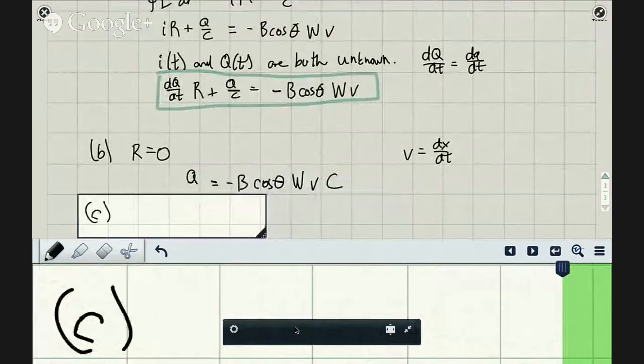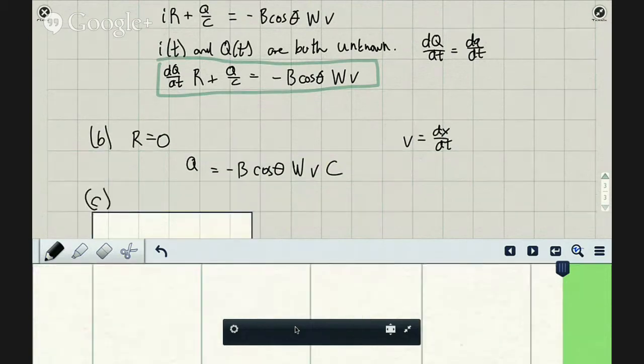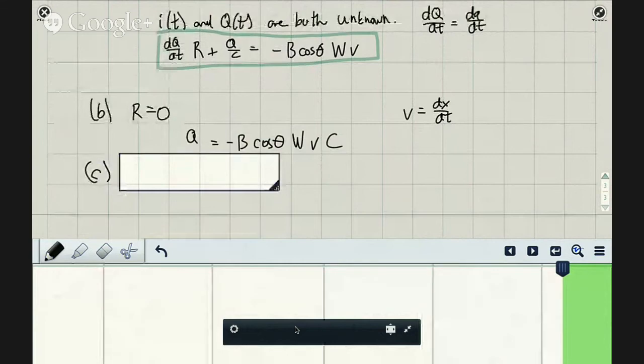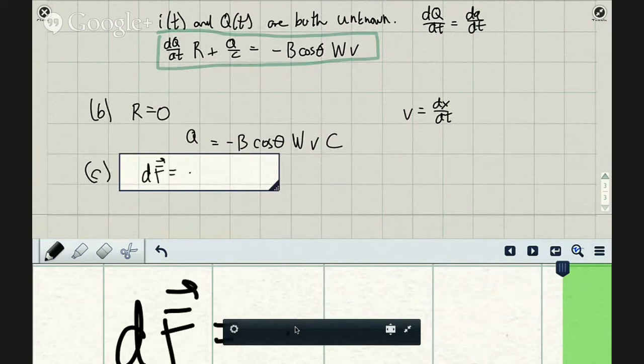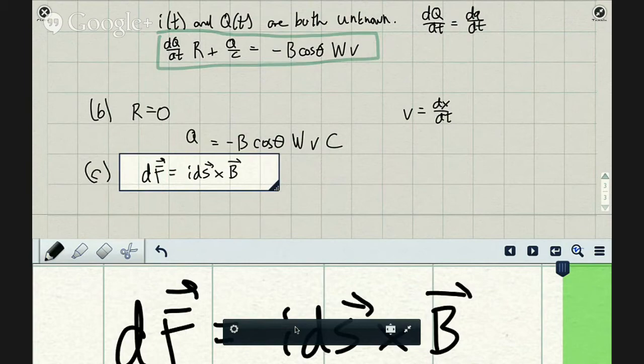Part C. Find the magnetic force on the rod in terms of Vx and Ax ignoring R. Magnetic force on the rod in terms of Vx, Ax. Oh my goodness, my life. Okay. Well, we know for a little segment of wire, ds, the amount of force on it is I ds crossed with the external field that it's in.